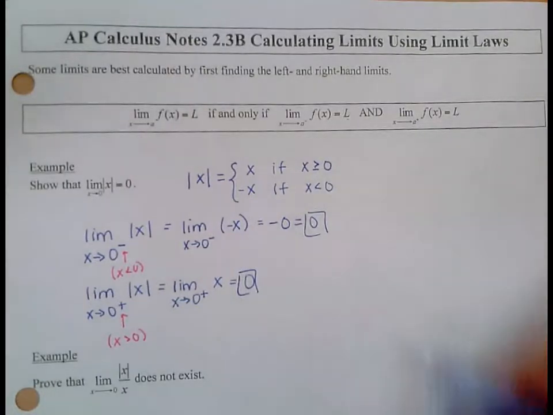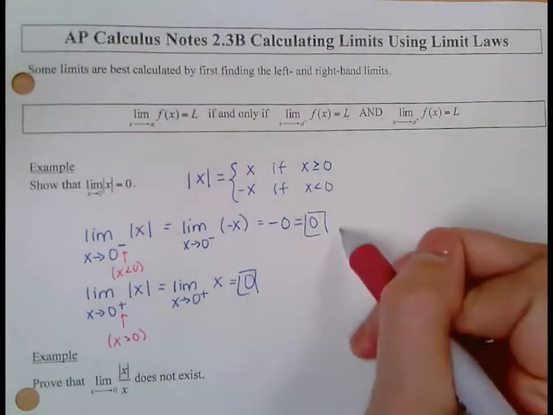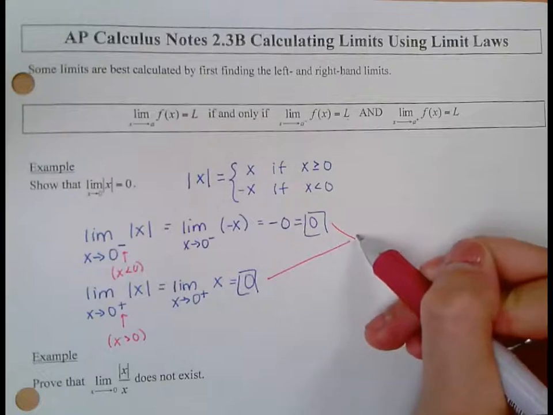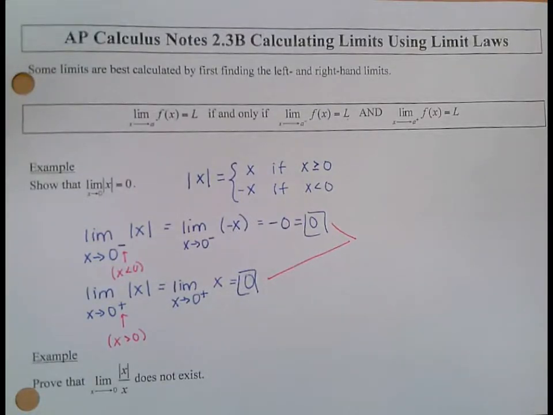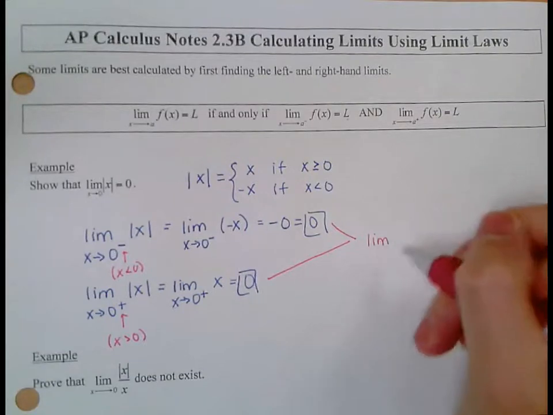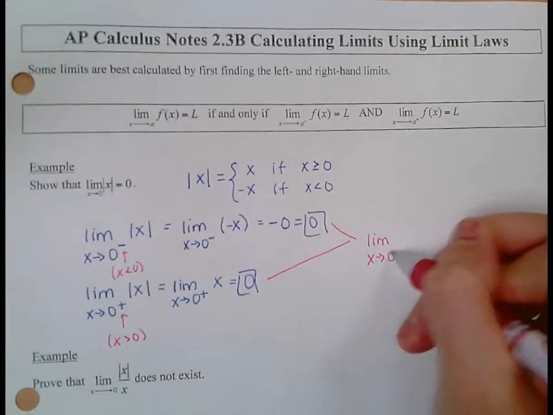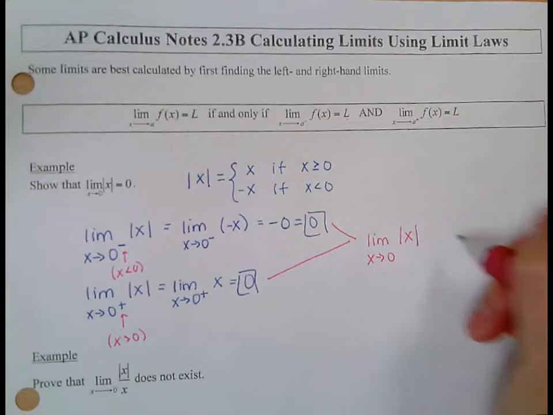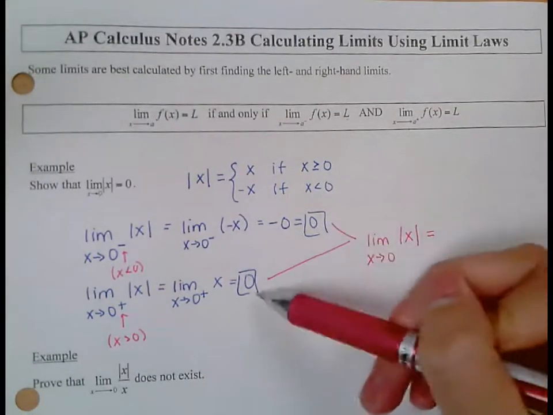So because these two one-sided limits are equal, or are approaching the same value, I can therefore say that the limit as x approaches 0 of the absolute value of x is equal to 0.